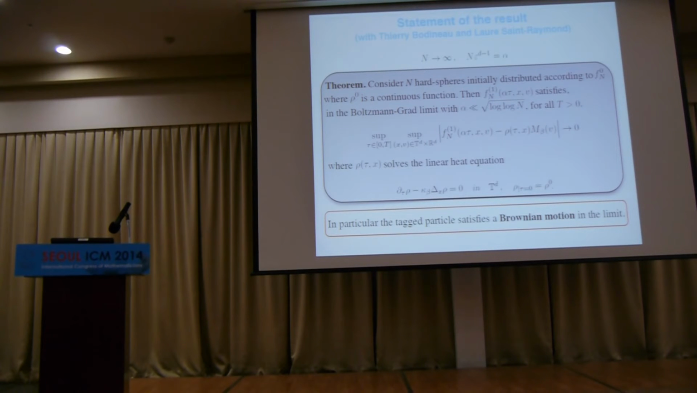In particular, if you look at the trajectory of your particle x1, with rescaled time, x1 of alpha tau, in the limit when alpha goes to infinity and n goes to infinity, then that satisfies the Brownian motion, which is normal if you get the heat equation. Right, so for the end of this talk, what I want to do is try to explain how you prove this result. Okay.